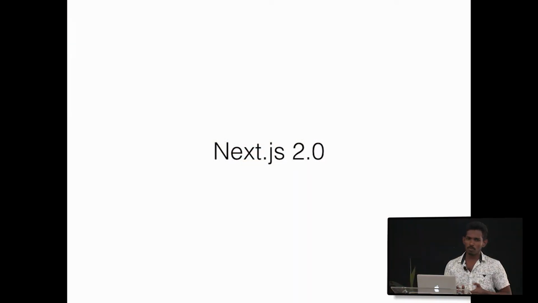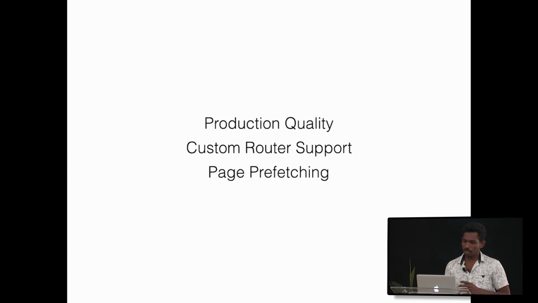Right, so Next.js 2.0, we released I think around 1 month ago. One of the things we did in Next.js 2.0 is production quality. We released Next, I guess, maybe 6-8 months ago, and it was not for production purposes. Then we worked for around 6 months to make it production ready. We fixed a lot of bugs.